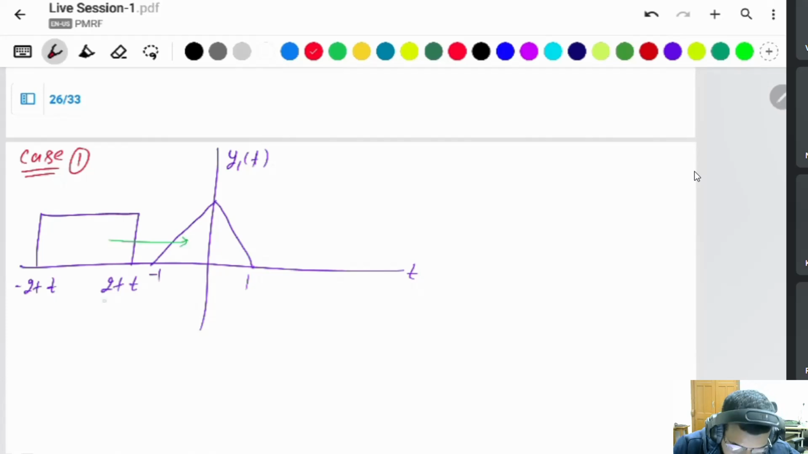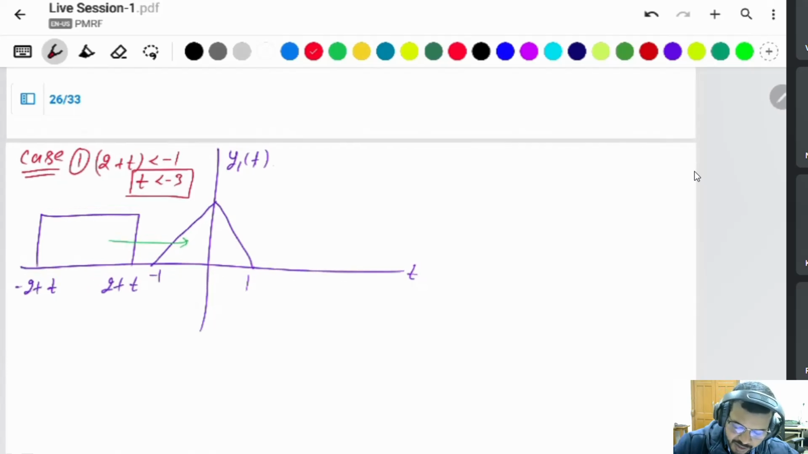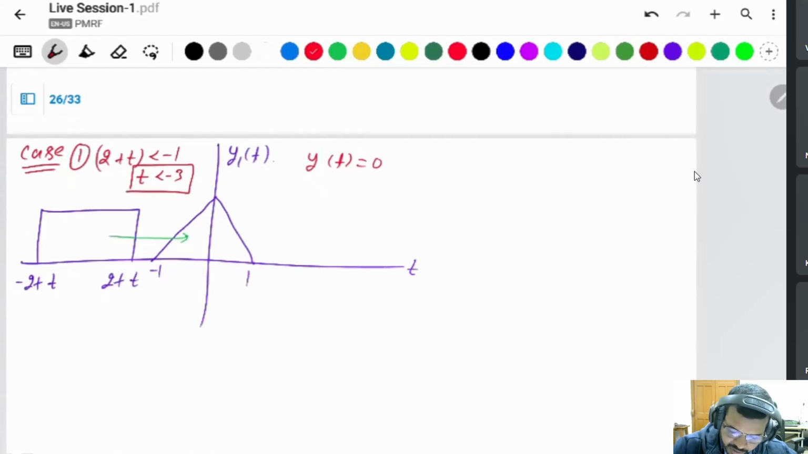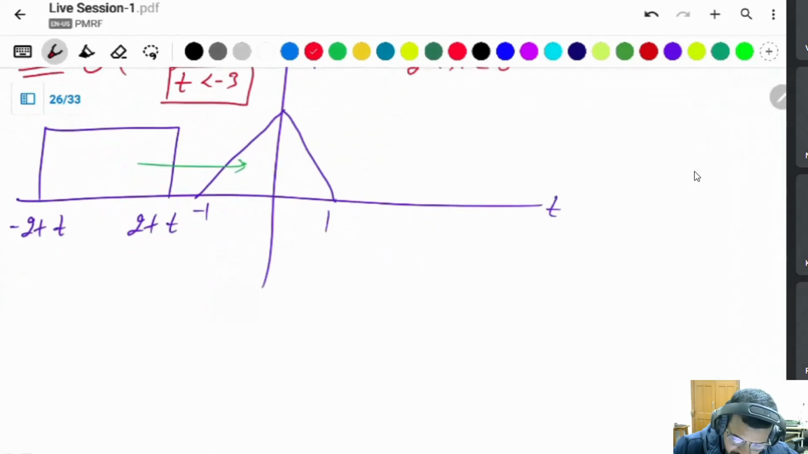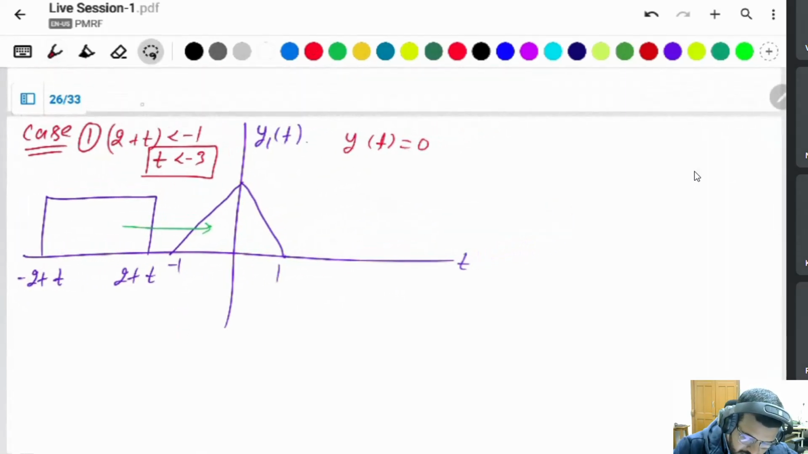Then what happened? Suppose 2 plus t is less than minus 1. Start from here only: 2 plus t less than minus 1, then t is less than minus 3. If the value of t is less than minus 3, then there is no overlap between them. Then y(t) is equal to 0 only, because there is no overlapping.